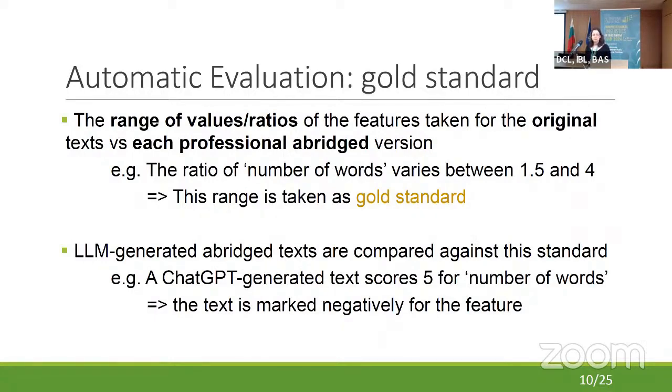And afterwards, we take a text that has been abridged by an LLM, for example, a ChatGPT generated abridgment of the Little Duckling, and we see that the ratio for number of words is 5. Then this goes outside the range that we've determined as gold standard. So this particular text is marked negatively for this particular feature.